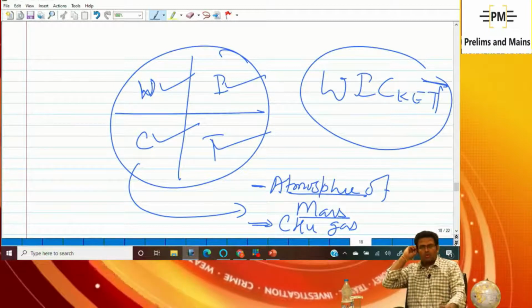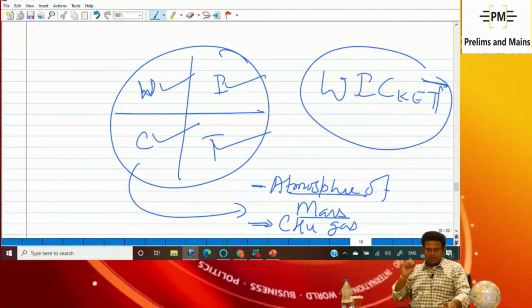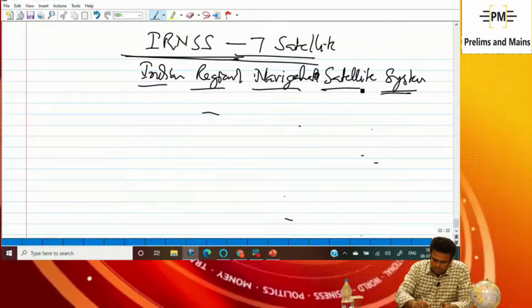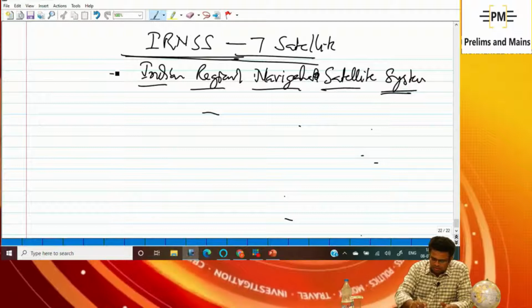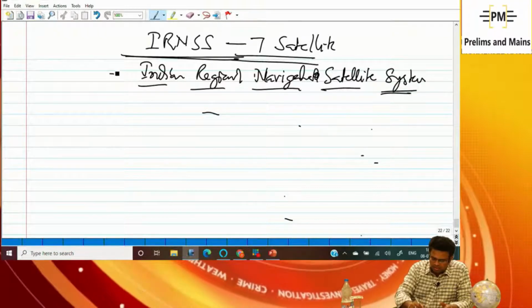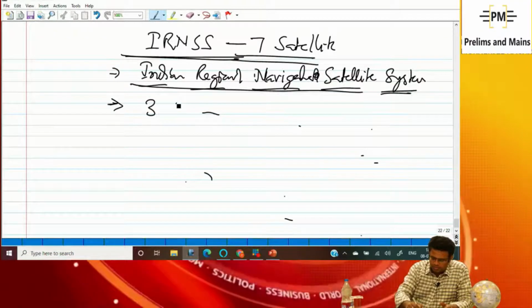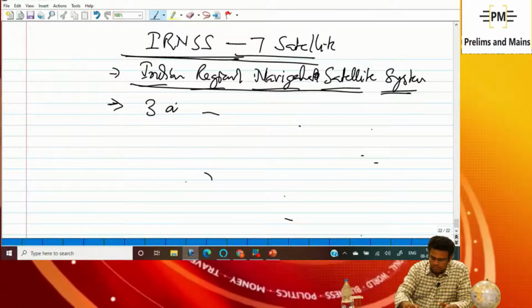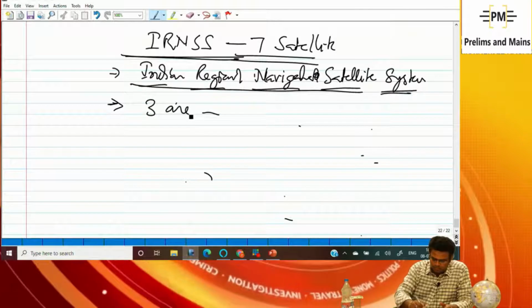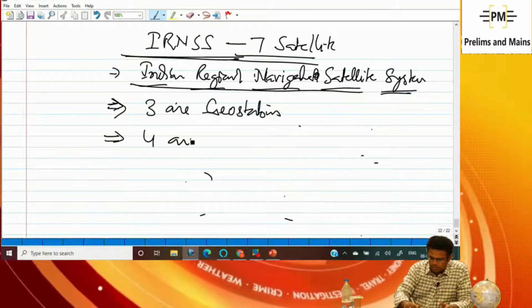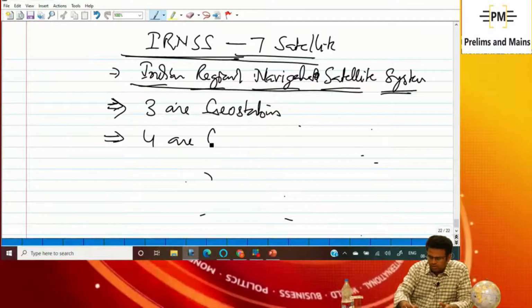So it is not at the global level, it is at the regional level, and there are 7 satellites, in which 3 are geostationary and 4 are geosynchronous.